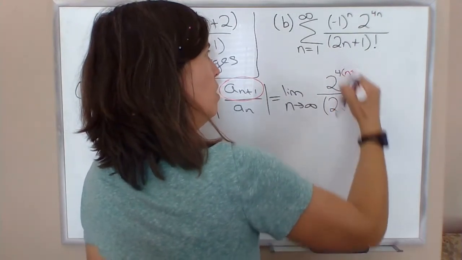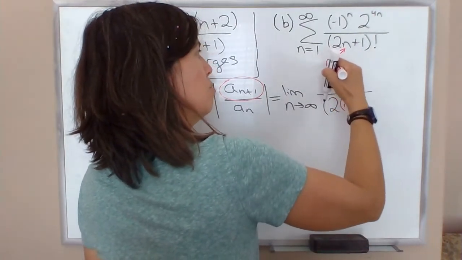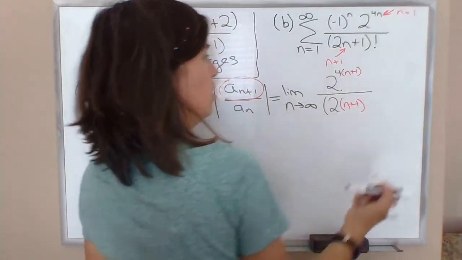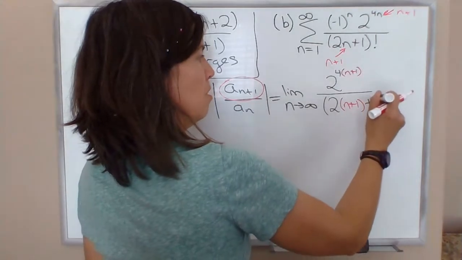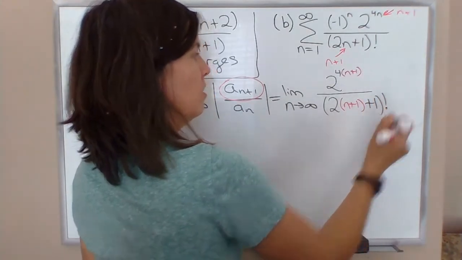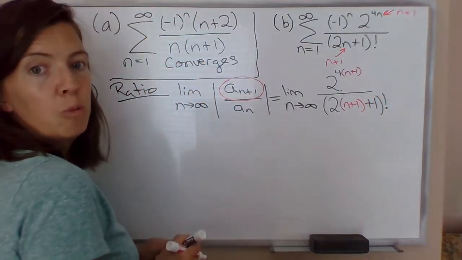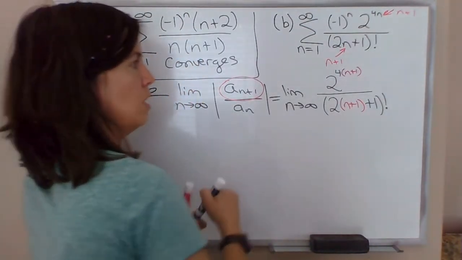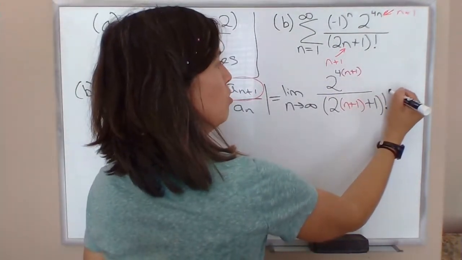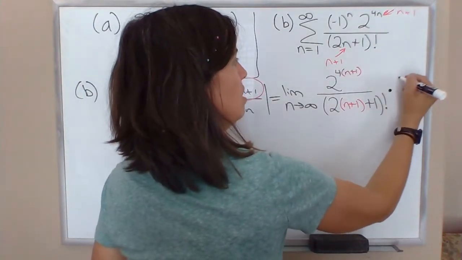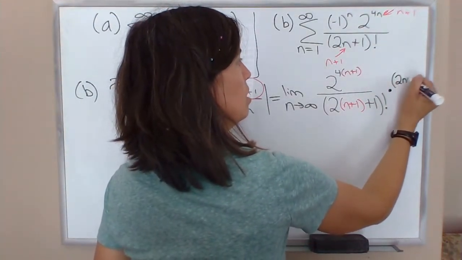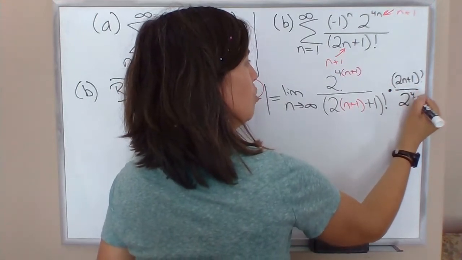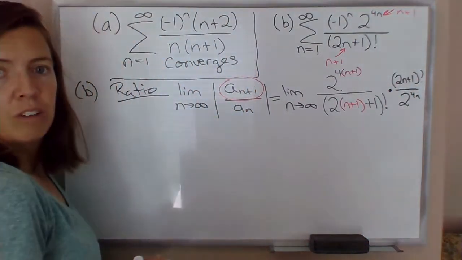Remember, you replace all of your n's with n plus 1's when you're writing out your n plus 1 term. So 2 times (n plus 1) plus 1, factorial. There's your a_(n+1) term. And then instead of dividing by a_n, I'm going to multiply by the reciprocal. So times what I see here, but reciprocal: (2n plus 1) factorial over 2 to the 4n. Is that okay with you guys?